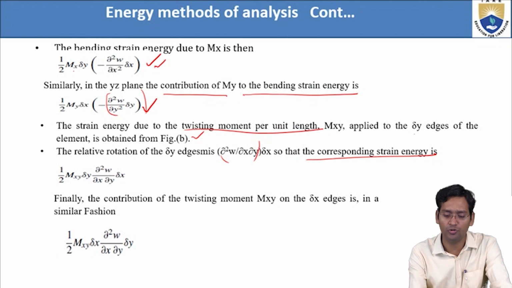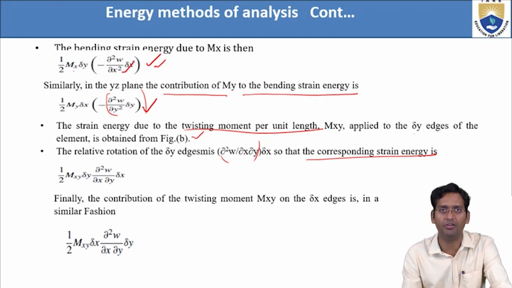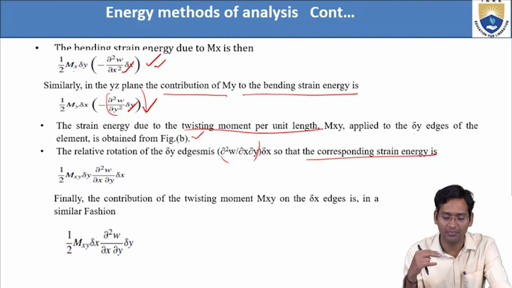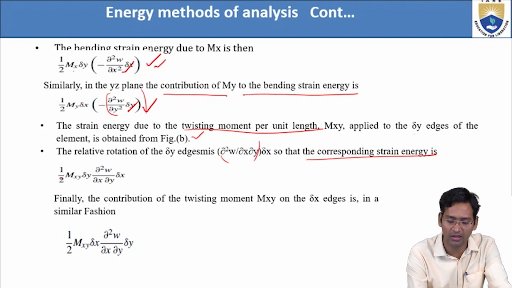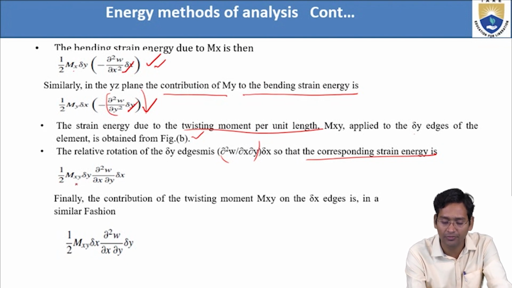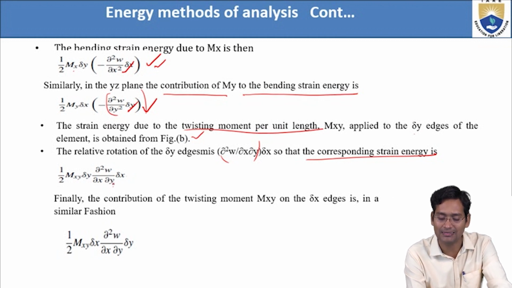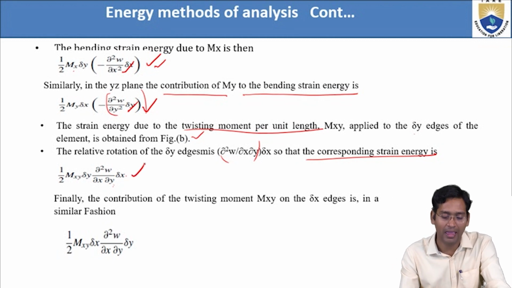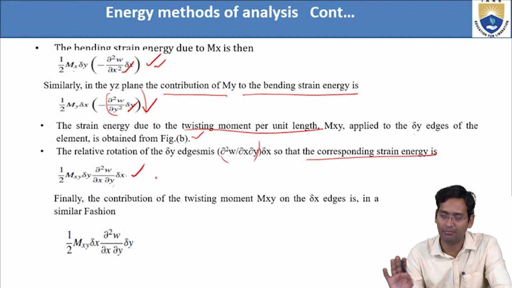Mx was there, so with respect to x, double differentiation. My is there, so now y. Now what we are taking, that in My x or Mxy, so now the same will be here. I am taking half Mxy into delta y, okay, into del 2 wy del x into del y into del x, or del 2 wy del x into del y into del x. So this is for what? Mxy. This is because of Mxy.